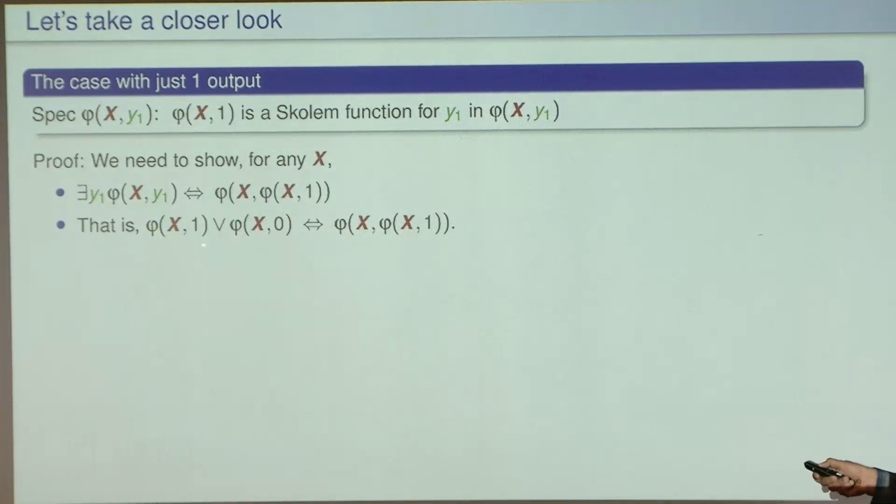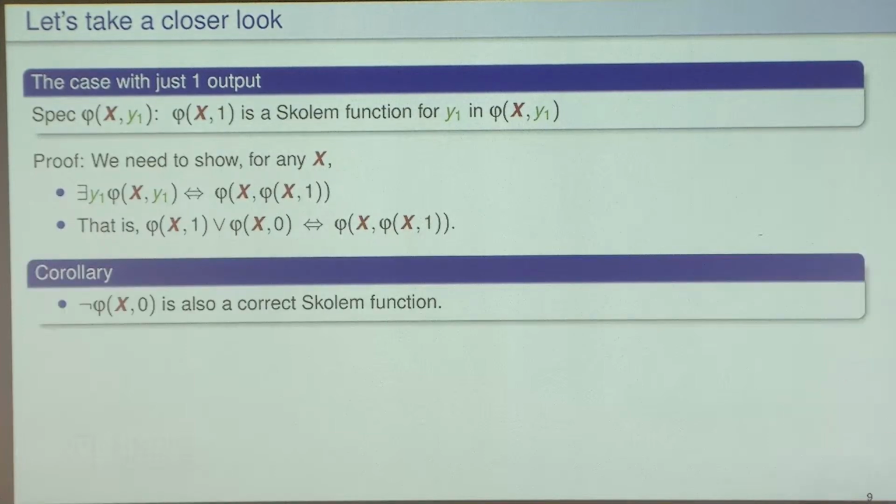And if this does not evaluate to 1, then this must be 0 and this must be 1. In that case, you will plug in, here will be 0, and the whole thing will be phi of x0, which evaluates to 1. So the left-hand side always implies the right-hand side, and vice versa is also true, right?